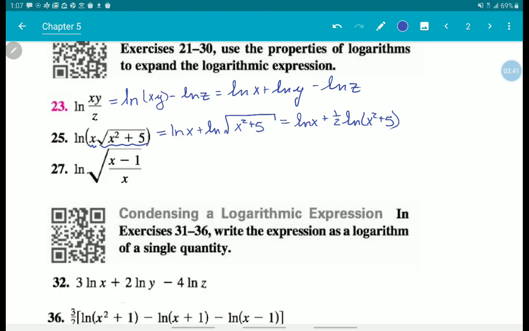And then 27, we have the ln of the square root of x minus 1 over x. So the big thing we see here is that square root. That square root is a 1/2 power. So we can pull that 1/2 to the front. And then we could rewrite this, since this is a quotient, as the difference of two logs. Okay, but all that's going to be multiplied by 1/2.